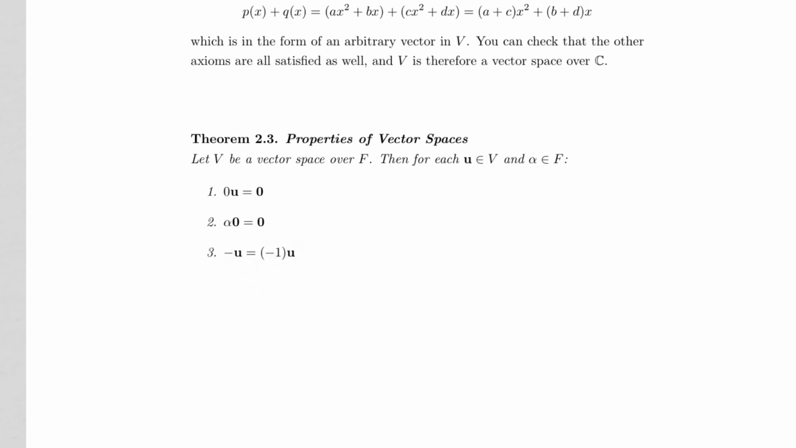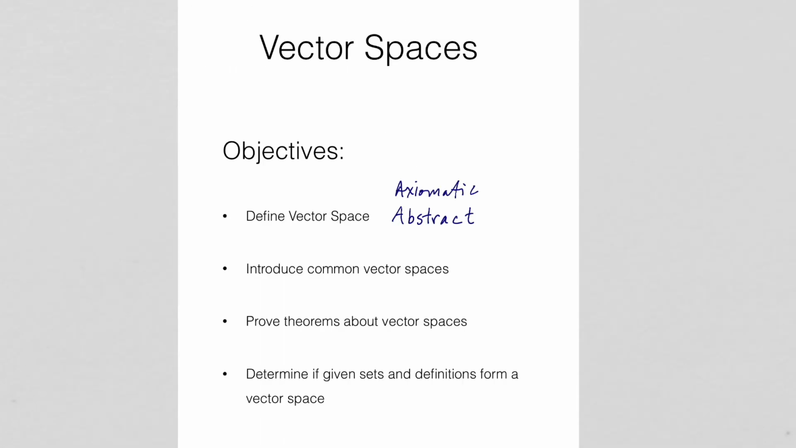Okay, you survived. Like I said, this one was a little bit longer because stuff is a little harder. We're taking a quantum step here into axiomatic abstract math, so I wanted to spend a little bit more time to try to explain things more thoroughly. So we defined a vector space, we saw some examples of common vector spaces, proved a few theorems, and we did several examples deciding if given sets and definitions form a vector space, which is something that you're going to do on the quizzes and exams.